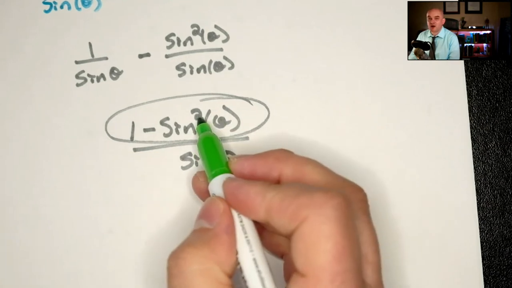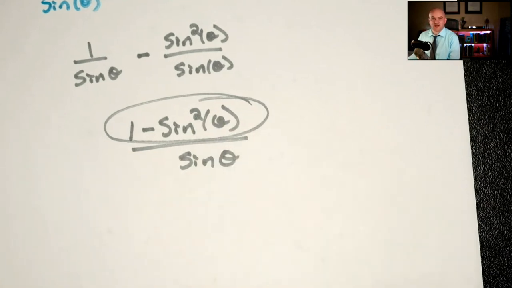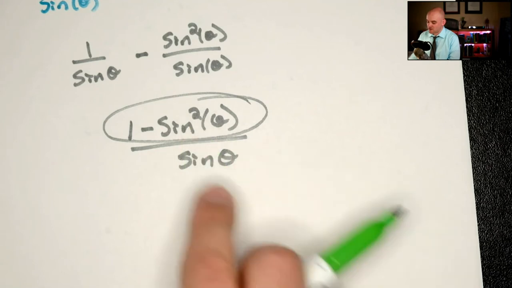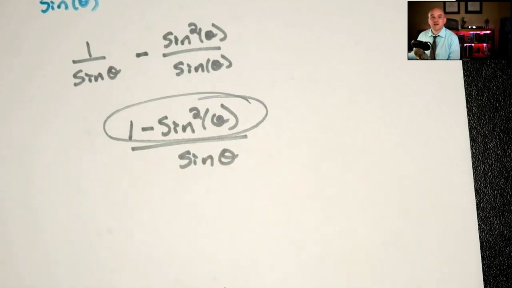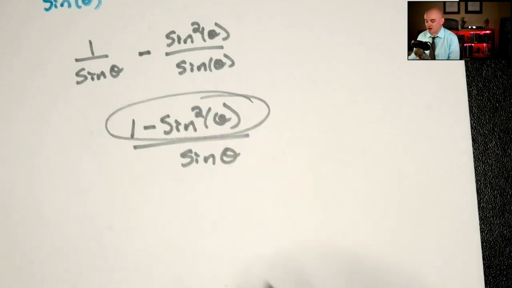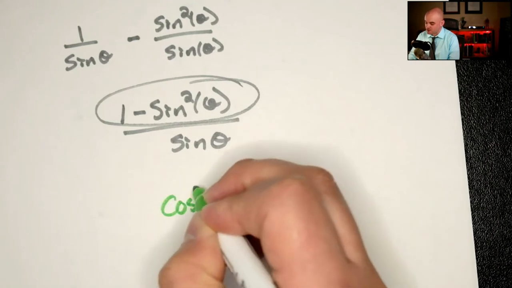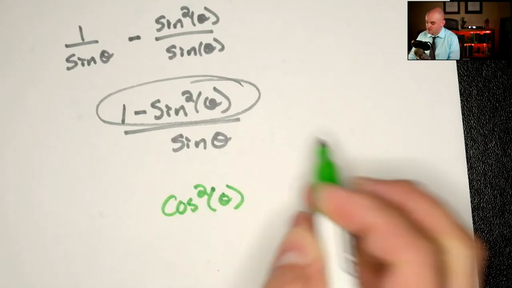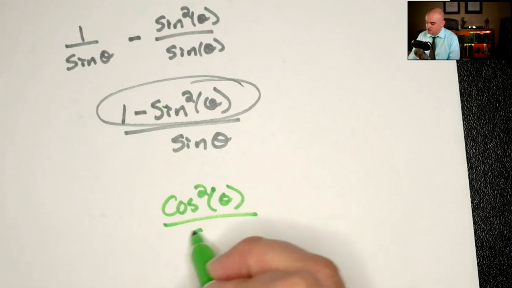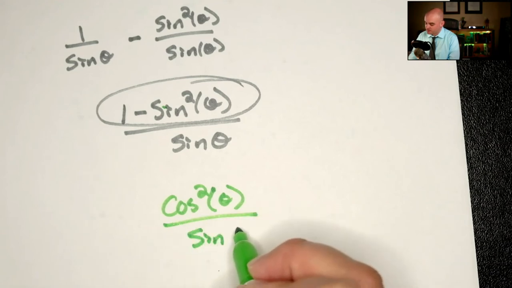It has to be a square there. Remember, we were talking about Pythagoras here. So you've got to have that square there. It's not 1 minus sine equals cosine. It's 1 minus sine squared equals cosine squared. So I get cosine squared over sine of theta.